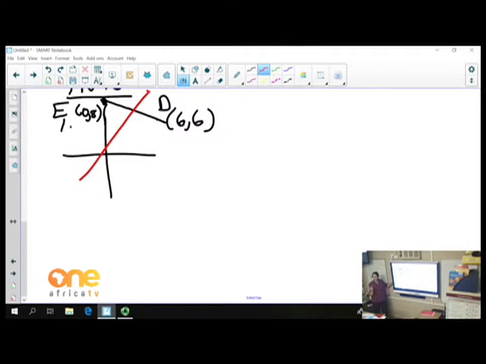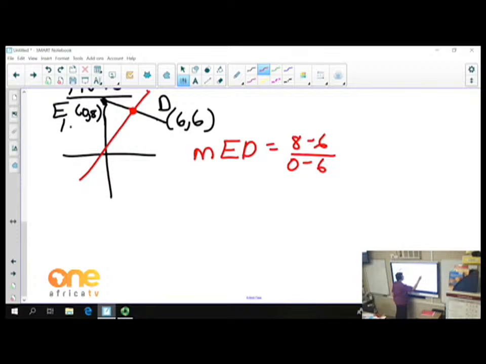Perpendicular, and what does bisect mean? Cut it in half. So what does that mean? What is this point here? Which point are we going to get here? It's the midpoint. Good. And what happens if it's perpendicular? The two gradients are perpendicular, isn't it? So what we do now is I'm first going to find the gradient of ED. The gradient of ED is 8 minus 6 over 0 minus 6, which is 2 over negative 6, which is negative a third. Okay.